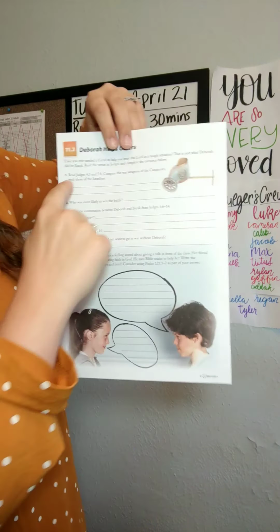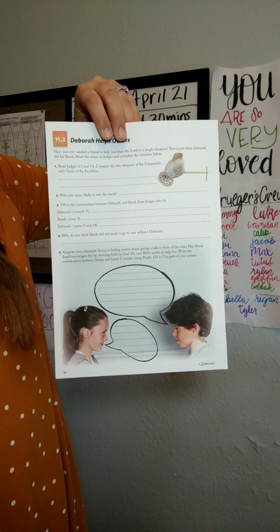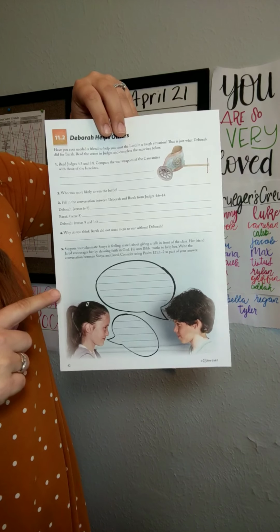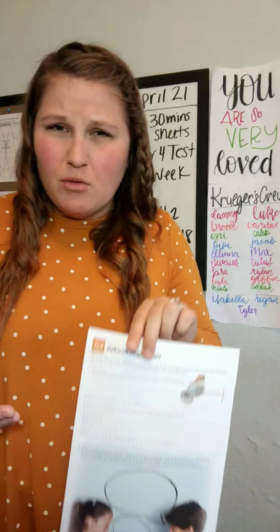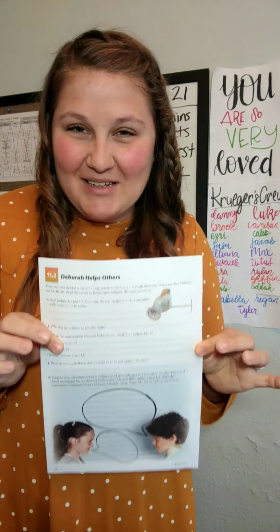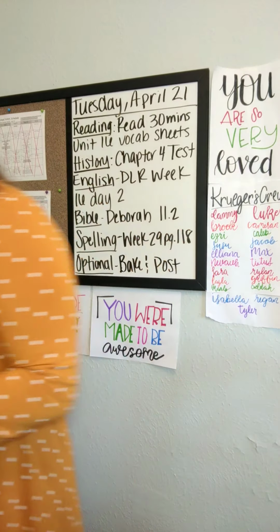So you're going to read, and you're going to answer these questions. They're just comprehension questions about Deborah and Barak and the journey that they had, all right? And down here, you're going to kind of think personal. You're going to apply what you learned from Deborah and Barak and use it in your own lives, all right? So that's 11.2. You do not need to turn this in to me, all right? This is for you to complete on your own.